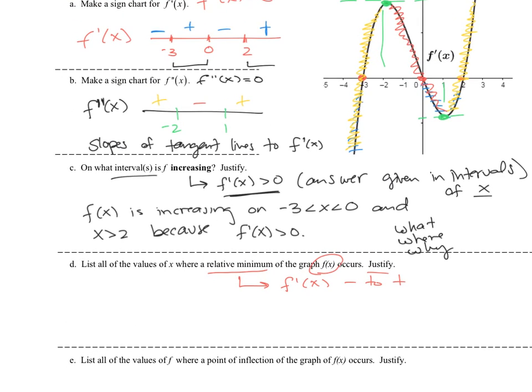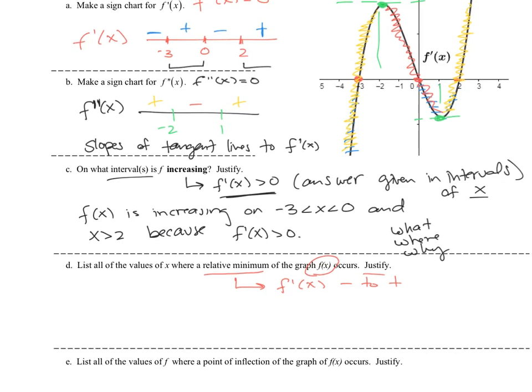I feel like this sign chart's going to give me everything I need. I'm looking at when f prime changes from negative to positive, and that's going to occur at an x value of -3 and an x value of 2. So I have two answers here, okay? I'm going to state the what.